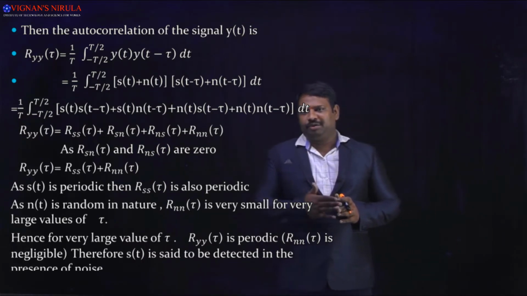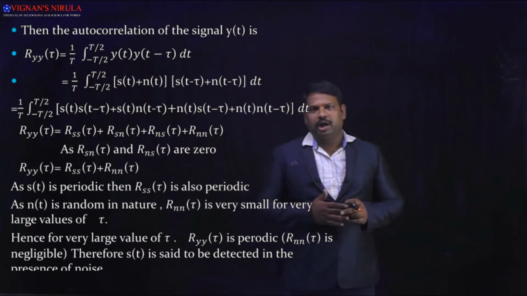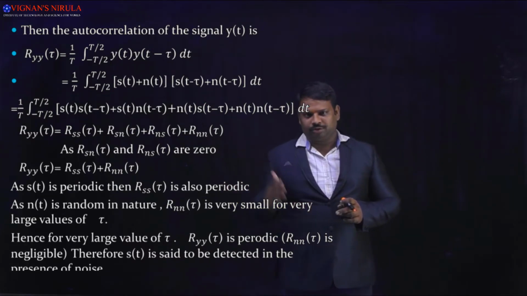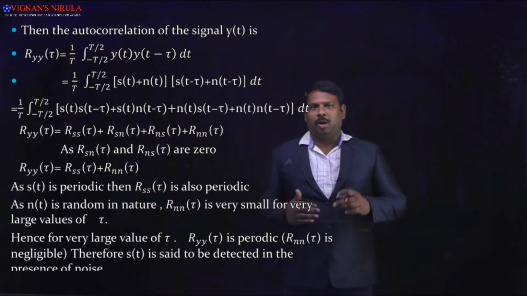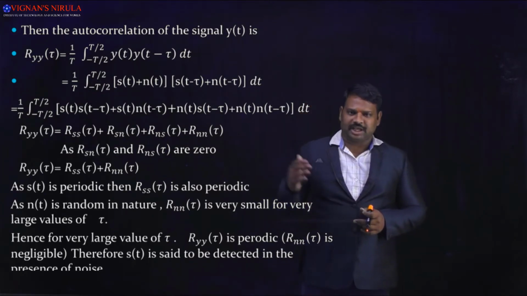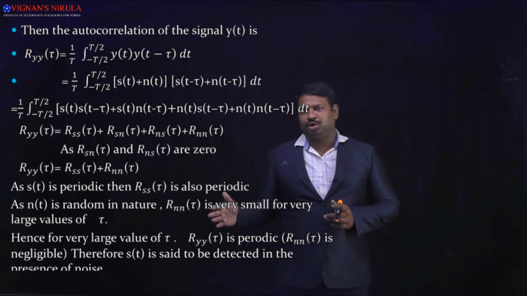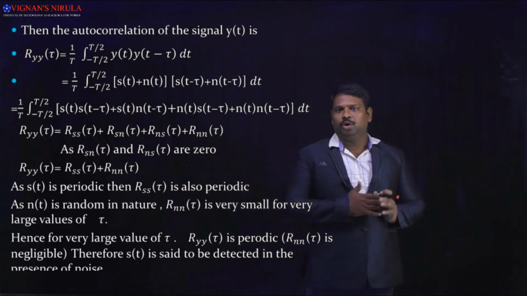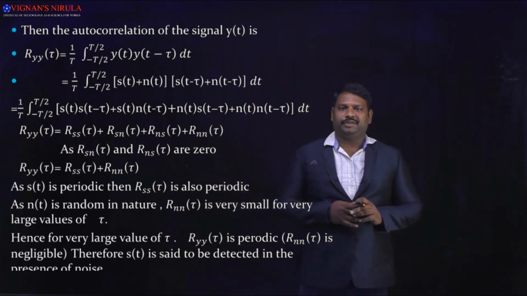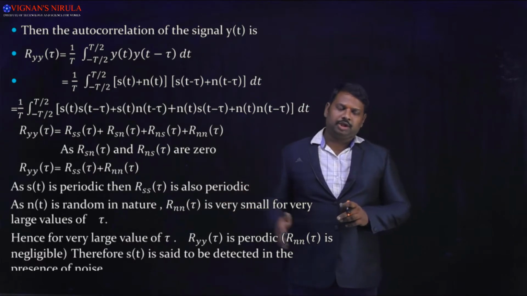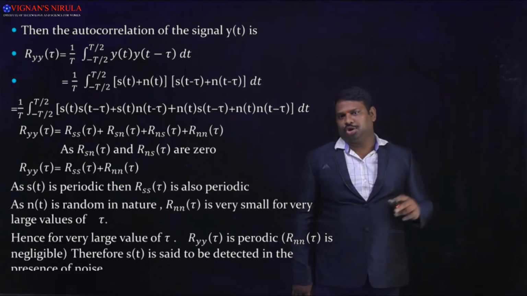When we simplify that, we get 4 correlation functions. That is, Ryy of tau equals Rss of tau plus Rsn of tau plus Rns of tau plus Rnn of tau. In this, the cross correlation functions will be 0. That is, Rsn of tau and Rns of tau will be 0. So Ryy of tau equals Rss of tau plus Rnn of tau, where S of t is periodic. As S of t is periodic, its corresponding autocorrelation function is also periodic. That is, Rss of tau is also periodic.